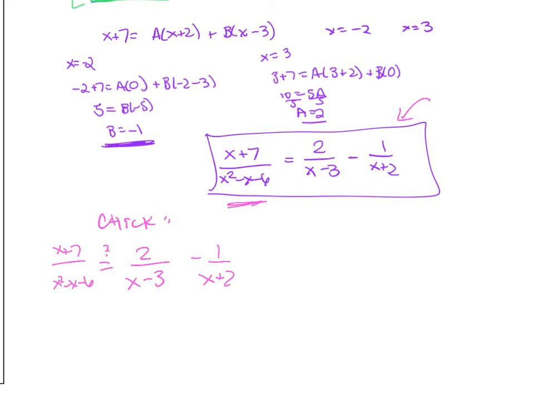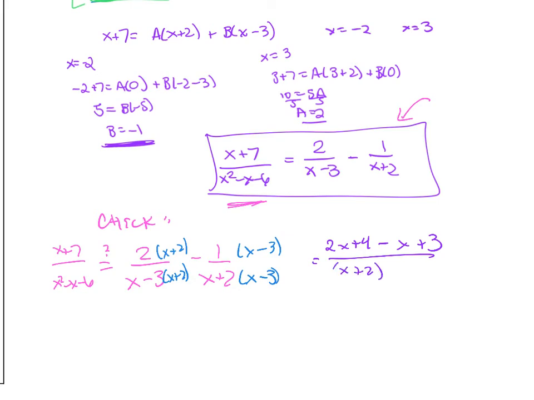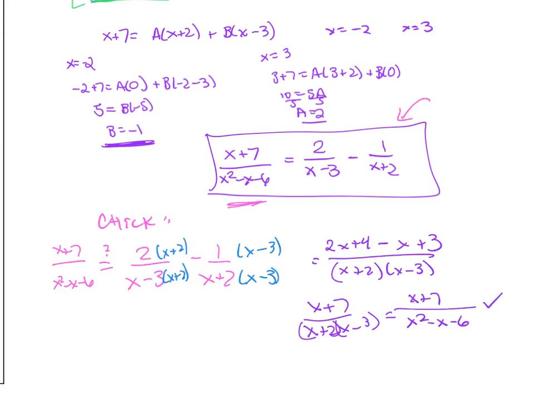So in order to do this, you need to multiply by x plus 2 on this side, and x minus 3 on this side. Sorry, this is the left and the right. And then you get 2x plus 4 minus x plus 3 all over x plus 2 times x minus 3. So you get x plus 7 over x plus 2 times x minus 3. And then, of course, if you multiply that back, you're going to get x squared minus x minus 6. And so that does equal. So that's the way that you would check this.